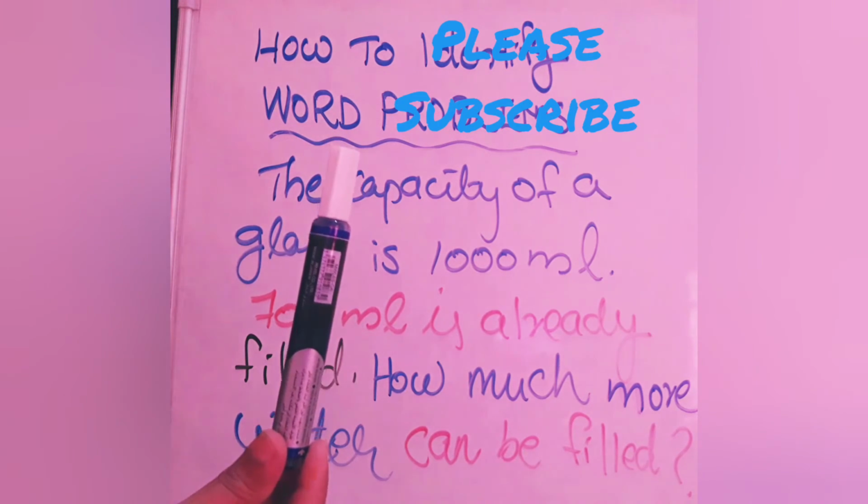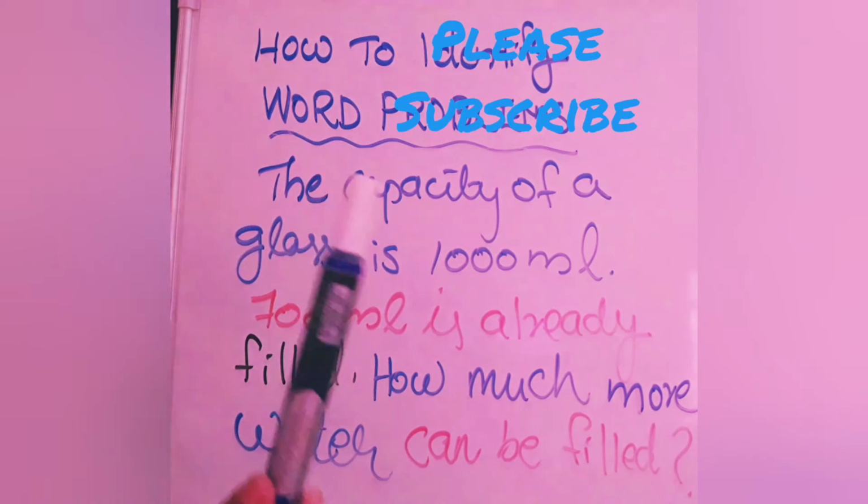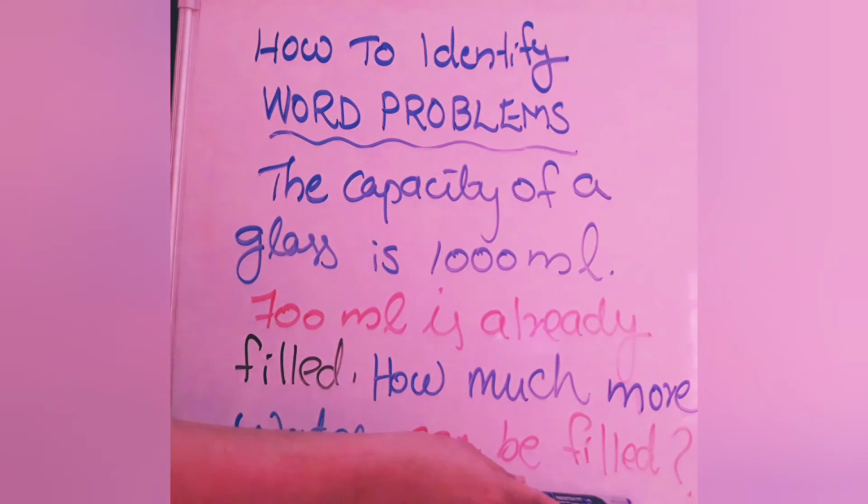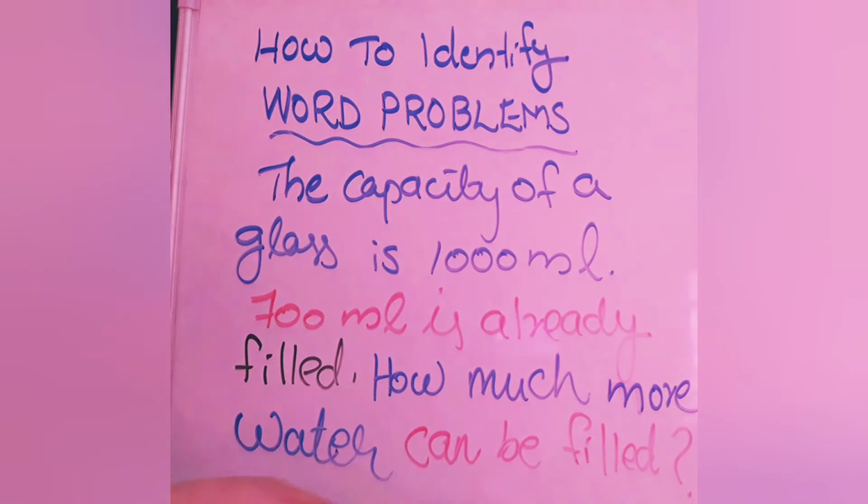Similarly, we can discuss another question. In a box, we can include 1000 marbles. Okay, 800 marbles are already filled. How many more marbles can be filled? That is also subtraction. So here, more can be filled. You have to remember that phrase. Remember it is subtraction. 1000 minus 700, 300 ml is the answer.